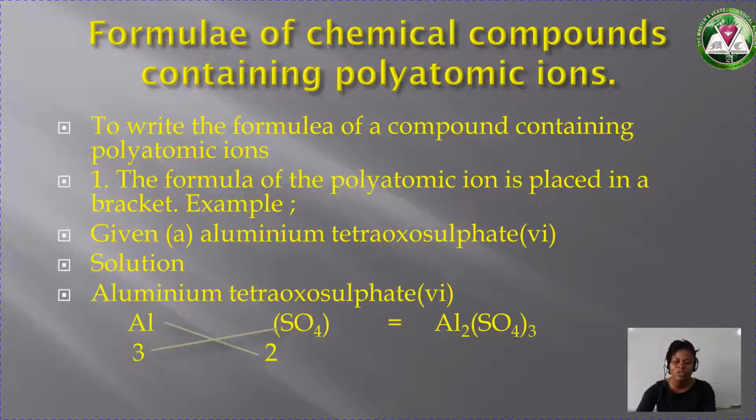Now, let's assume you didn't put this bracket. What do you think it will look like? It will be SO43. That's SO43. So that's why it's advisable you put this polyatomic ion in a bracket. Is that okay? Okay, let's move forward.